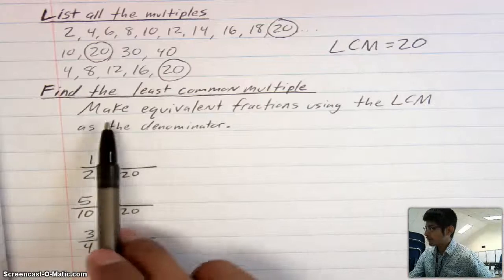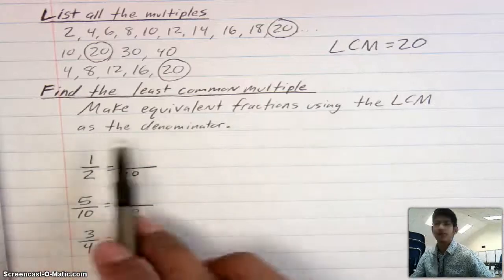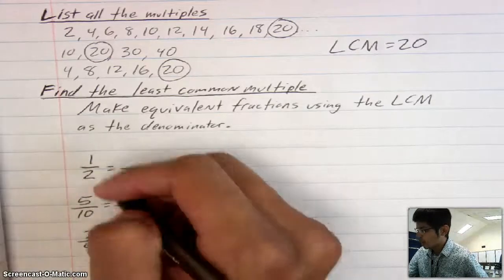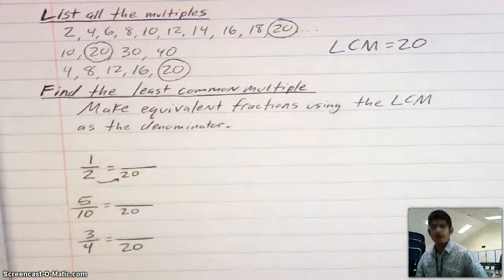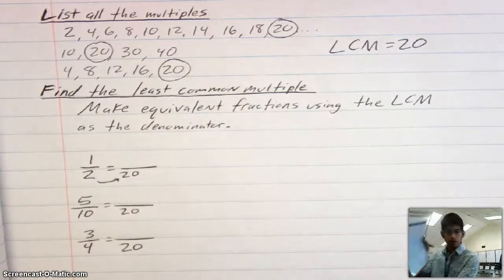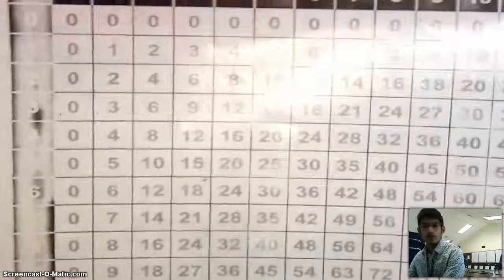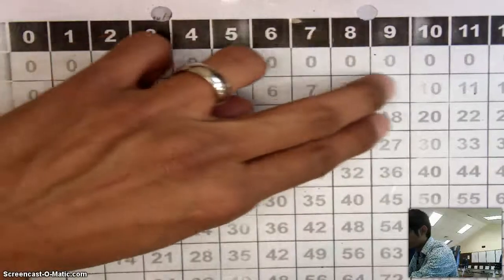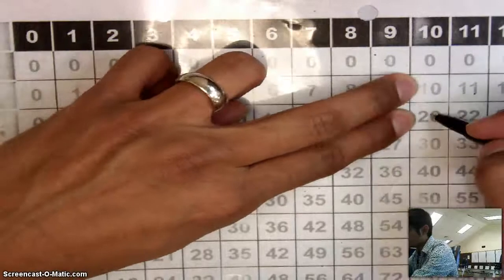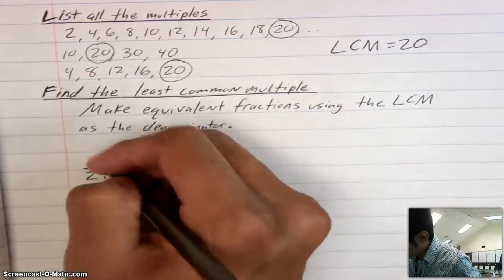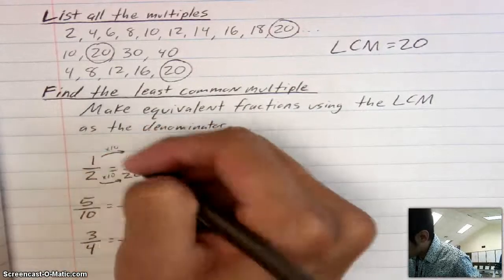And so I'm going to make equivalent fractions using the LCM as the denominator. So 1/2 is equivalent to what out of 20? I'm looking for the factor: 2 times what equals 20? If you're not sure about all these, remember to use your multiplication chart that we talked about in the video on Wednesday. I slide my fingers all the way down, and I see that it's equivalent to 10 out of 20 because I multiply times 10. So I would do 1 times 10, and that would give me 10.